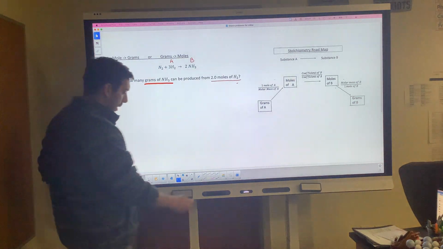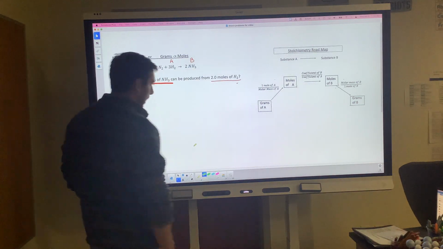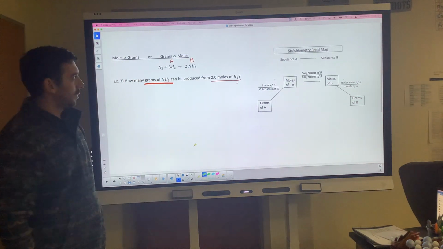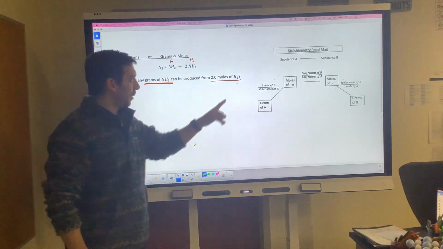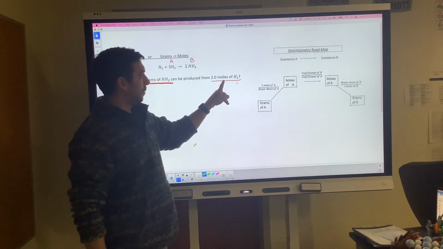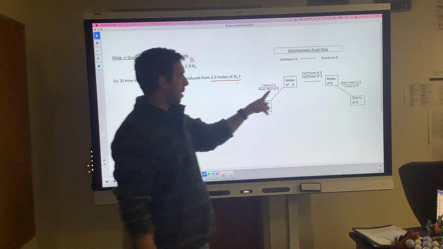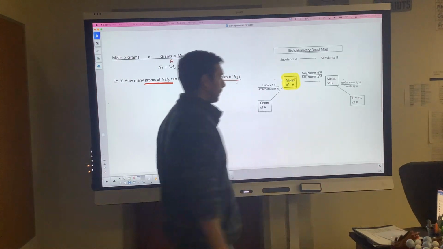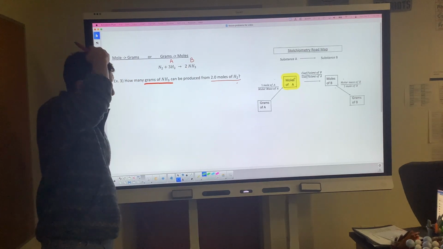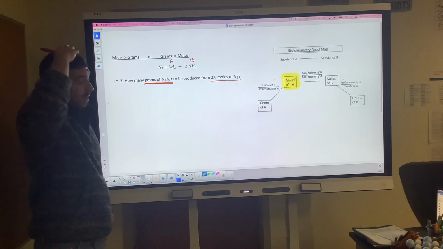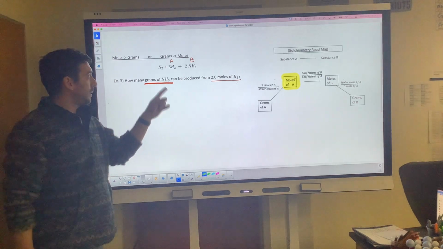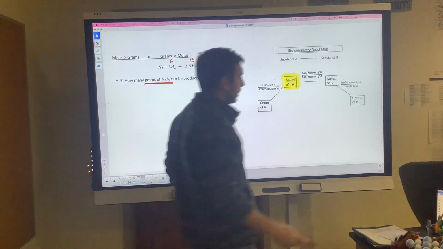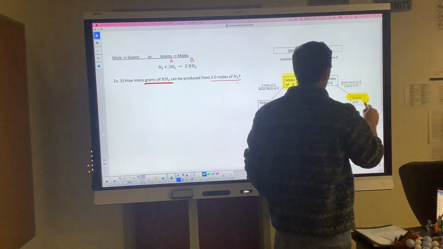Next, we're going to come to our roadmap and figure out where we're starting and where we're ending. So again, we look for A first, and we look for the unit with A. It says moles of H2, so in our roadmap we must be starting at moles of A. Then we look at our unit for B. It says grams of NH3, so we must be going to grams of B.